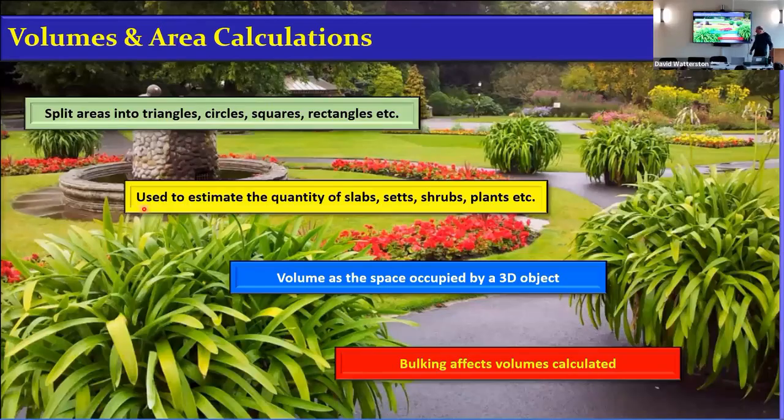Right, volume and area calculations. So we read on to it. How do you form all that? We split it all into triangles, circles, squares, rectangles, or whatever. And then you try and work out what your volumes are going to be. And that's from your levels, from your cross sections, from your long sections, or whatever you're doing. And then you can establish how much you need.